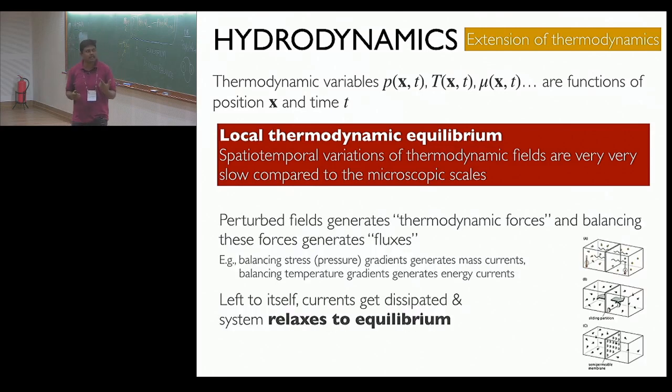Therefore, what one really gets is an idea of a local thermodynamic equilibrium. You take a patch of the material. Locally, the temperature, pressure, chemical potential are uniform, but slightly different from the neighboring patch, and slightly different from the next one. So on very long length and time scales, you have a slow variation of the chemical potential, temperature, pressure, and so on.